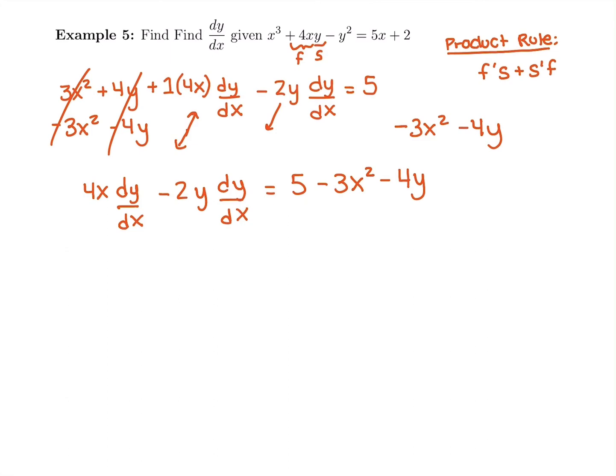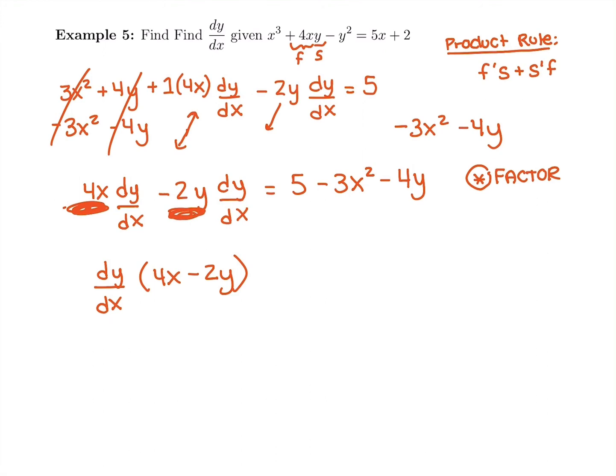Now that the dy dx is on one side, it's not by itself yet. This is where sometimes we feel stuck. I'm going to put a star on this step. I need to factor to get dy dx all by itself. So I'm going to pull out dy dx and multiply it with 4x minus 2y. 4x is multiplied back with the first term and a minus 2y with the second term. Equals, on the right we have 5 minus 3x squared minus 4y.